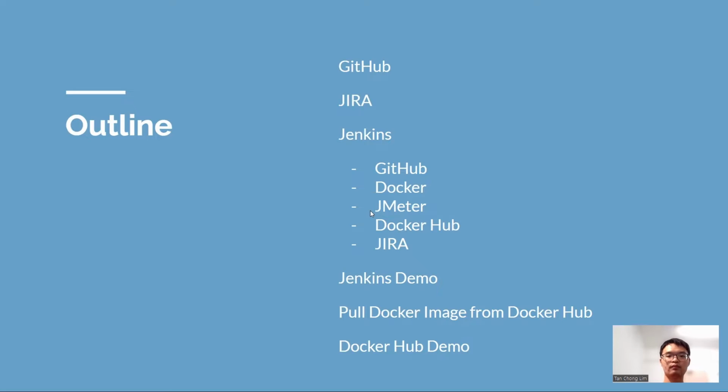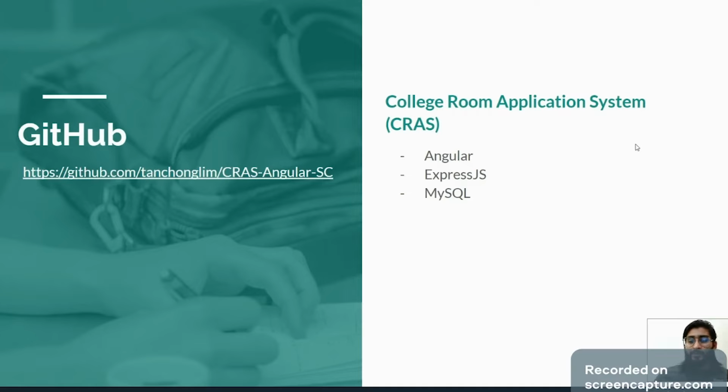Let's begin. So the CRAS system, which is Collision Application System, is developed on Angular, Express.js, and MySQL. For the front end, we use Angular and the framework Express.js as well. For the backend purposes, MySQL.